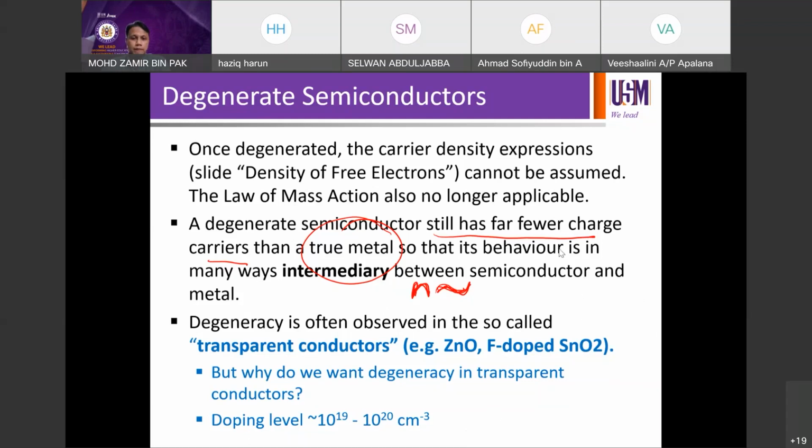When you talk about a degenerate semiconductor, the typical value of the carrier concentration is intermediate between a typical semiconductor and a true metal. Okay, so it is usually 10 to the 19, 10 to the 20. So degeneracy is often observed in the so-called transparent conductors. On top of silicon or some other semiconductor materials that you can heavily dope, obviously you can generate a degenerate semiconductor already. But this phenomenon, degeneracy, is often observed in the materials that we classify as transparent conductors. Okay, most transparent conductors.